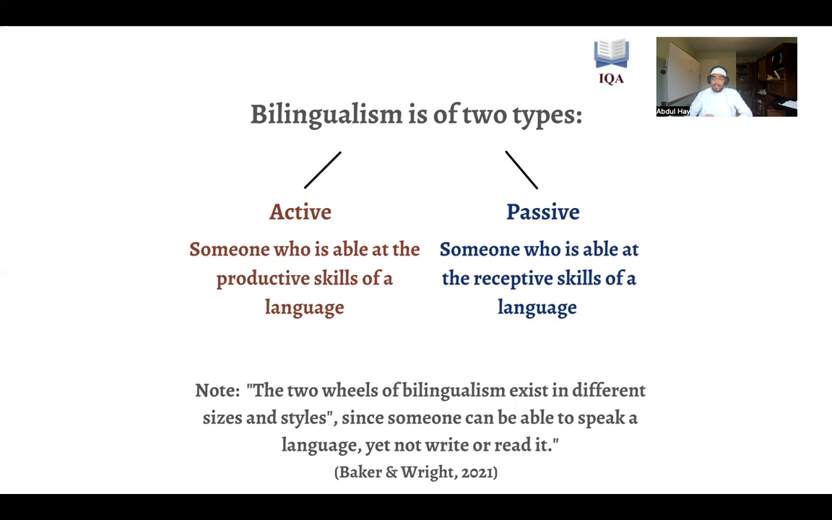And this is something that we need to understand, that bilingualism exists in different styles. So someone can be able to speak a language and not write or read it. But that doesn't mean that that person is not bilingual or does not know that language, but it just reflects the reality, which is someone does not use a different language for the same reasons.